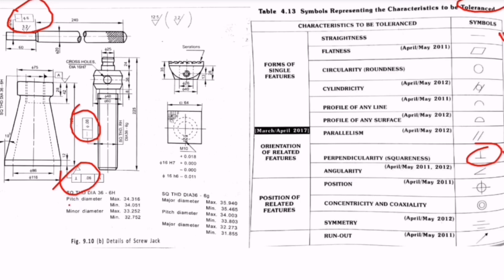This perpendicularity symbol indicates that when two lines are perpendicular to each other, meaning 90 degrees to each other, then we use this symbol of perpendicularity. This straightness symbol is used to indicate the straightness of that particular line. So this kind of symbols are used for tolerancing of surfaces.